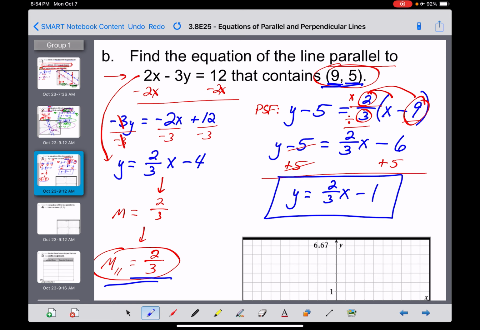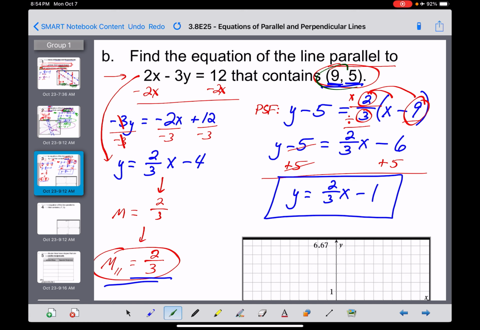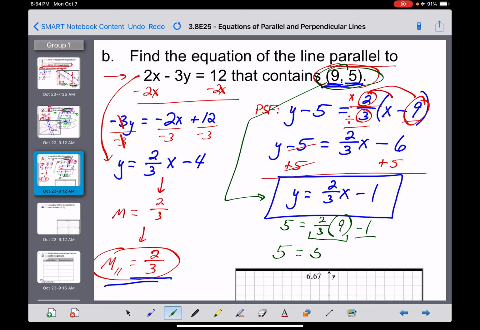So there's our answer. Let's just double check it real quick, guys, to make sure that 9, 5 works when we plug it in here. So what goes on here? Our y value is going to be 5. That should equal 2/3 times an x value of 9, minus 1. So 5 equals, we just did this trick here, guys. 2/3 of 9 is going to be 6, and 6 minus 1 is 5. Check. I feel good about that answer right there.